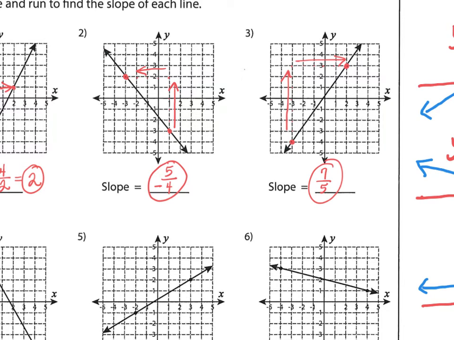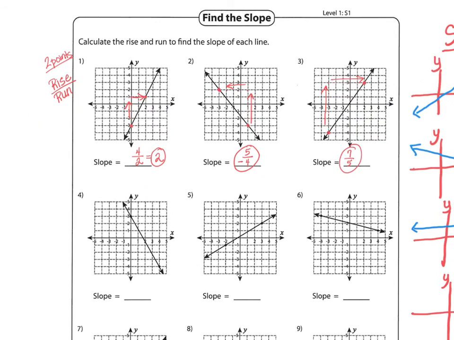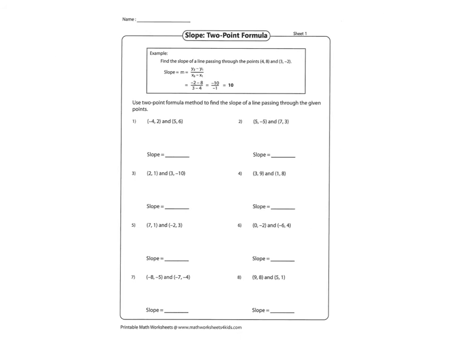Again, always double check. Make sure if it's going up and to the right, it's slanting upward, then it's going to be positive. Make sure if your line is going up and to the left, it's going to be slanting down, it would be negative. Always check for that. Okay, so that's how to do slope using a graph. Let's go to the second part. So I'm going to go to page 2.